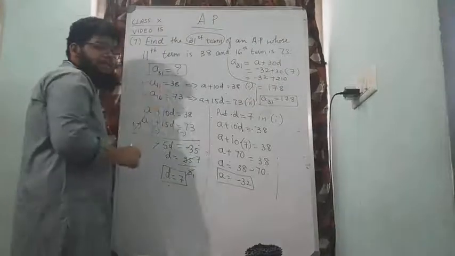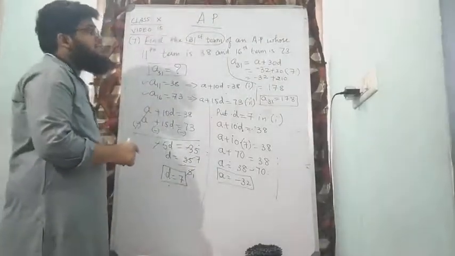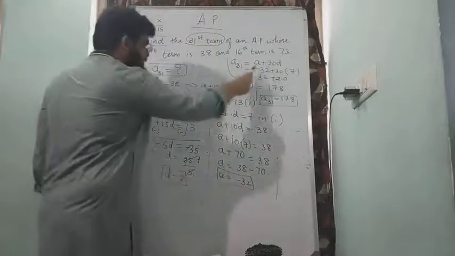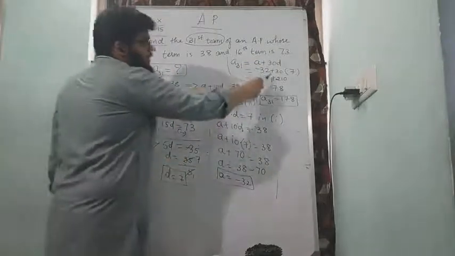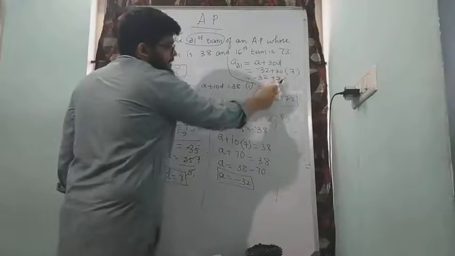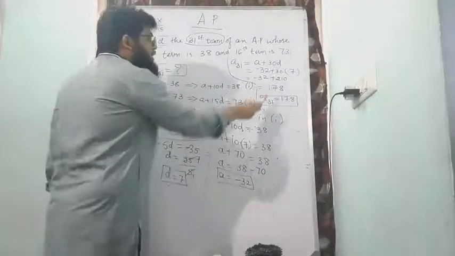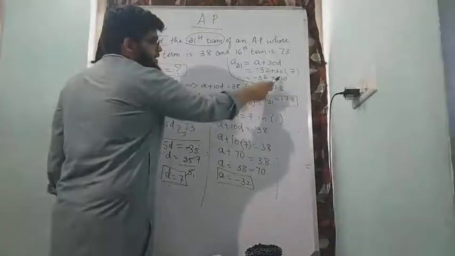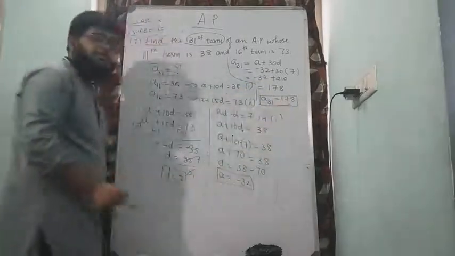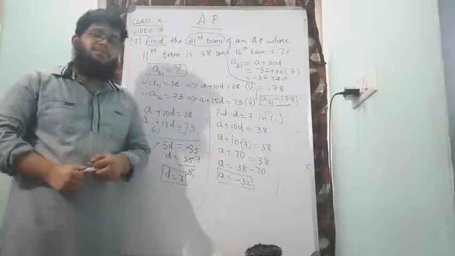We are supposed to find the 31st term. The 31st term is A plus 30D. A is minus 32, plus 30 into D, which is 7. Minus 32 as it is, plus 30 times 7: if you multiply 30 into 7 you get 210. And 210, minus into plus is minus, 210 minus 32 is 178. So the final answer for this problem is A31 is equal to 178.